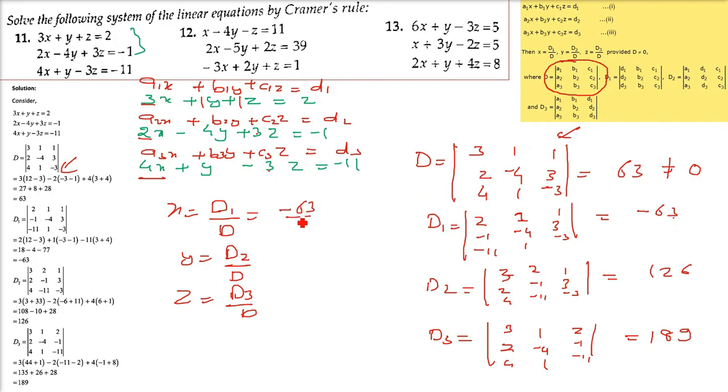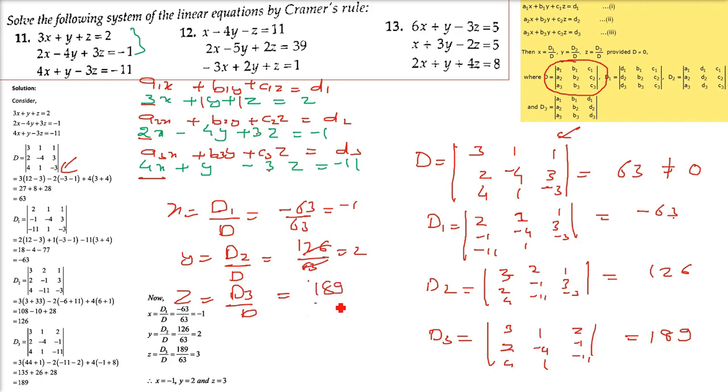So D1 is negative 63. 63 divided by 63 is negative 1. Now we have 126 divided by capital D. So 126 divided by 63 is 2. Then we have 189. 189 divided by 63 is going to be 3. So X is negative 1, Y is 2, Z is equal to 3. This is how we solve the linear equation with 3 variables by Cramer's rule. Okay.